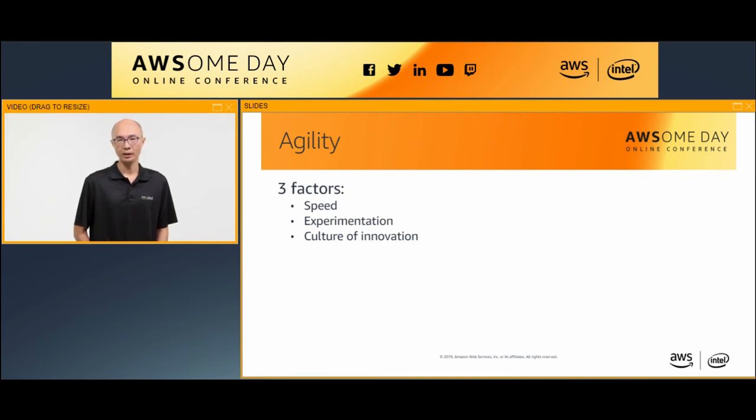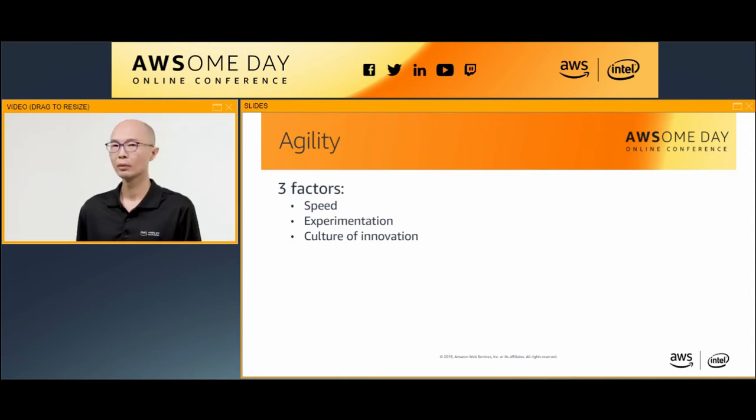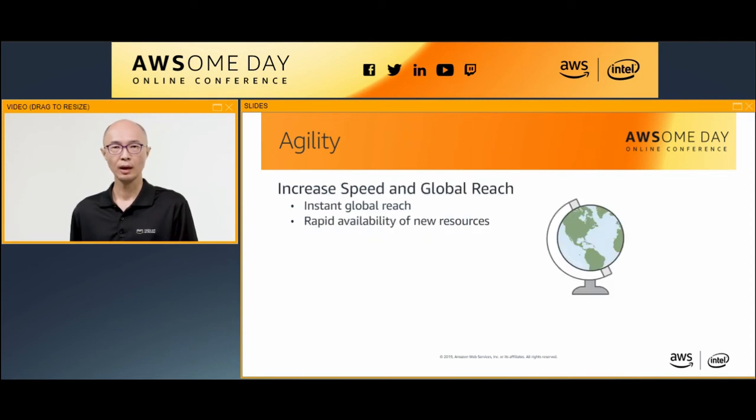The number one reason organizations are moving to the cloud is increased agility. There are three factors that influence agility: speed, experimentation, and a culture of innovation. Let's take a closer look at how these factors enable organizations to be more agile by harnessing the power of cloud computing.